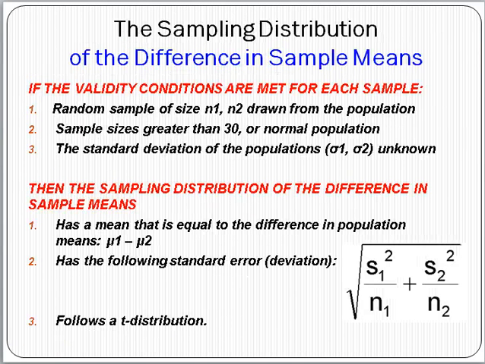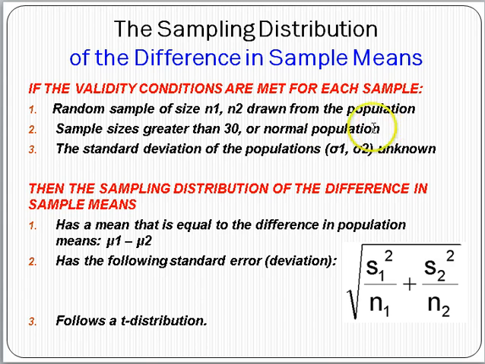Okay, in this case, rather than a sampling distribution of a single mean, we've got a sampling distribution of the difference in means. The validity conditions are basically the same. Random samples of size n1 and n2, where n1 is the size of sample 1 and n2 is the size of sample 2, drawn from the populations. The sample sizes are greater than 30, or the populations themselves are normal.